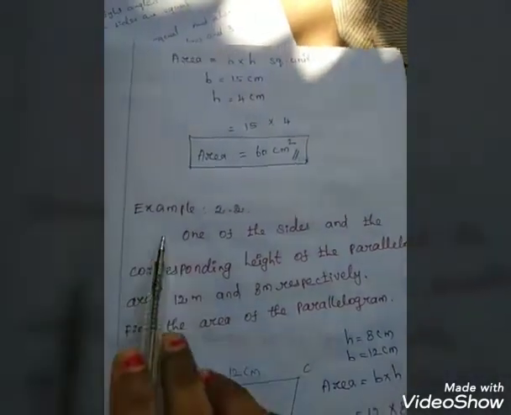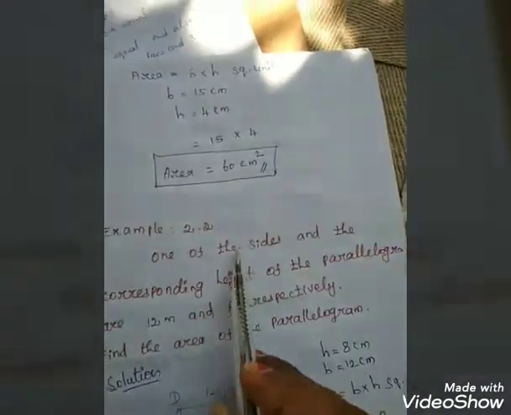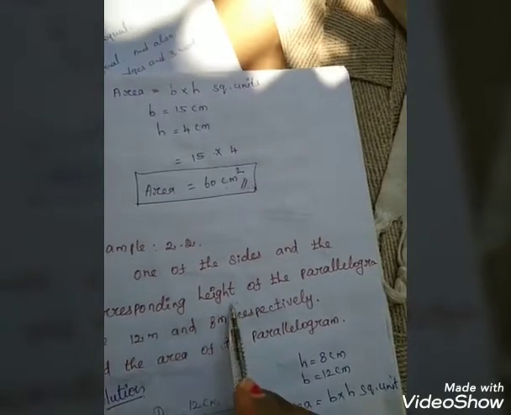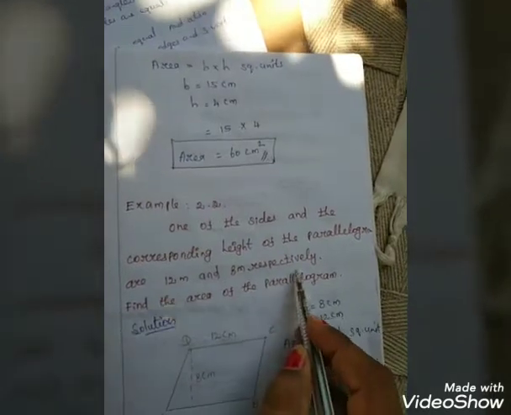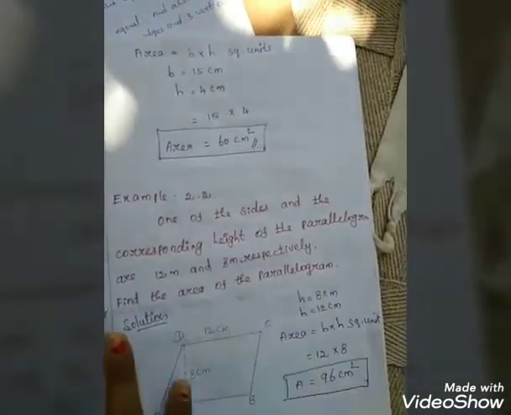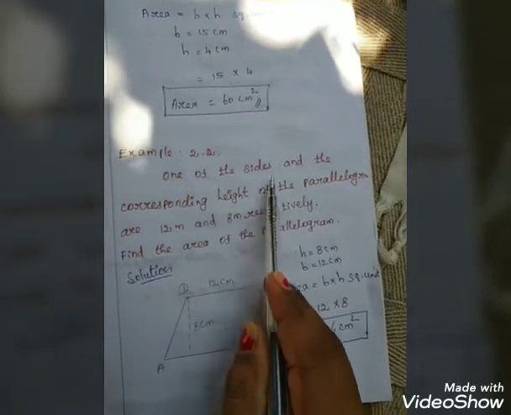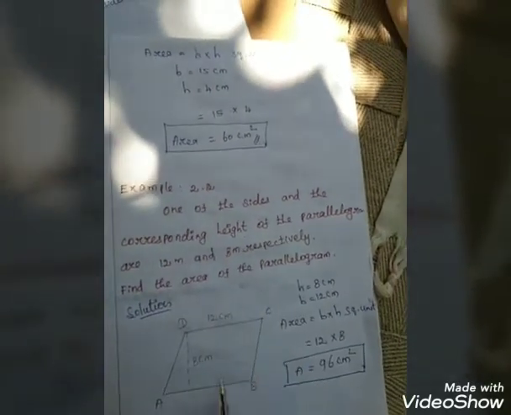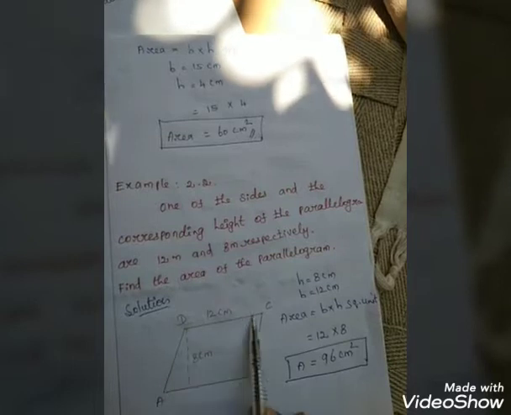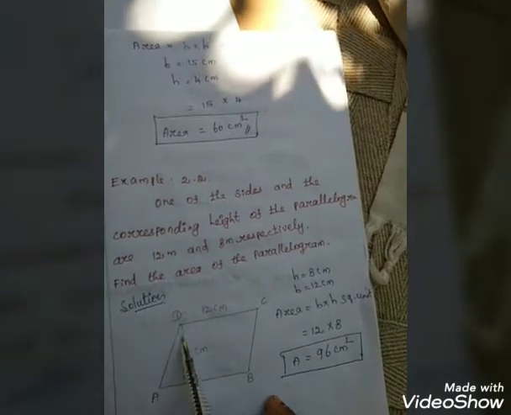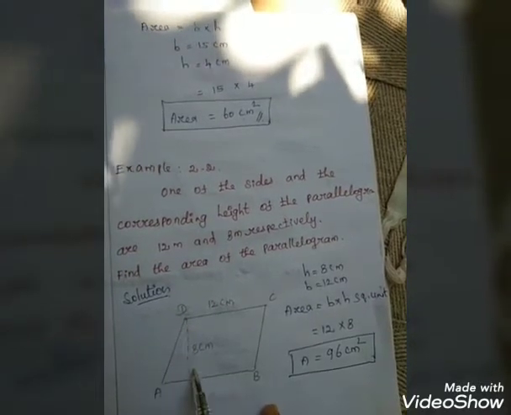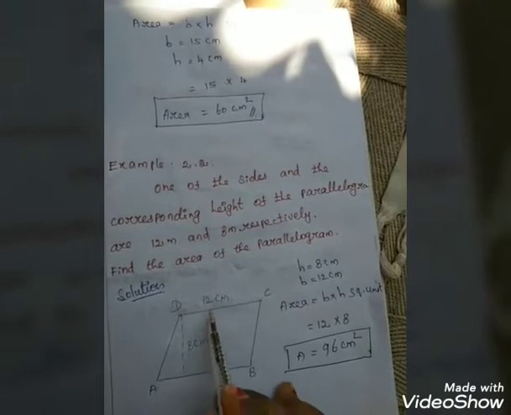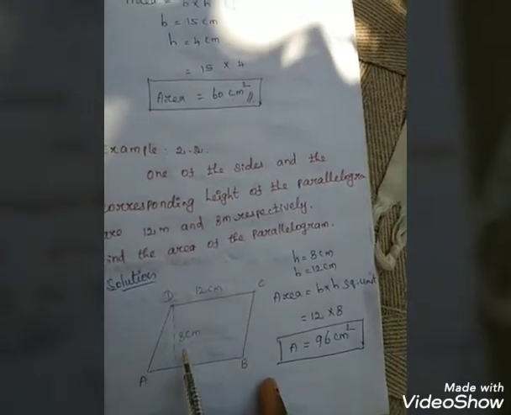Do you understand? Okay. Next, example 2.2. One of the sides and the corresponding height of the parallelogram are 12 cm and 8 cm respectively. Find the area of the parallelogram. Listen, one of the sides and its corresponding height, that is the height. Okay. One of the sides and its corresponding height of the parallelogram are 12 cm and 8 cm. Do you understand this diagram?